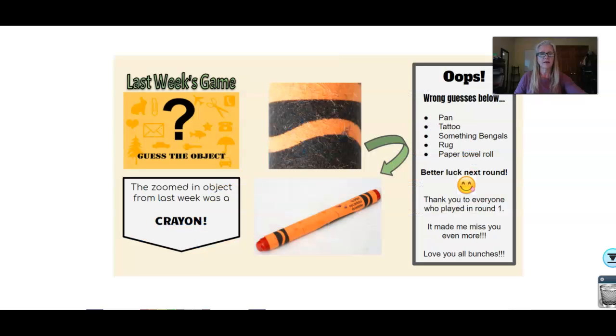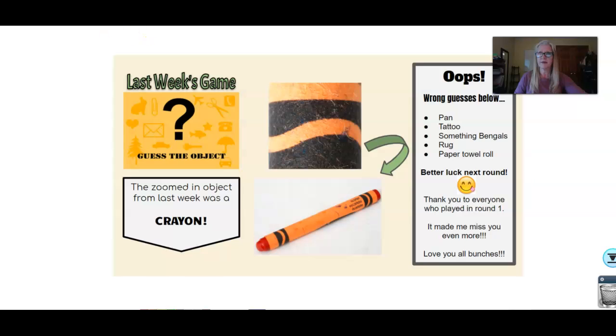On the last slide, it tells you the answer to last week's Guess the Object. Last week's Guess the Object was a crayon, and a lot of you got it right, so that's awesome. These were some incorrect answers, and it's just fun, okay? It's just for fun. So that's your Google Slide.